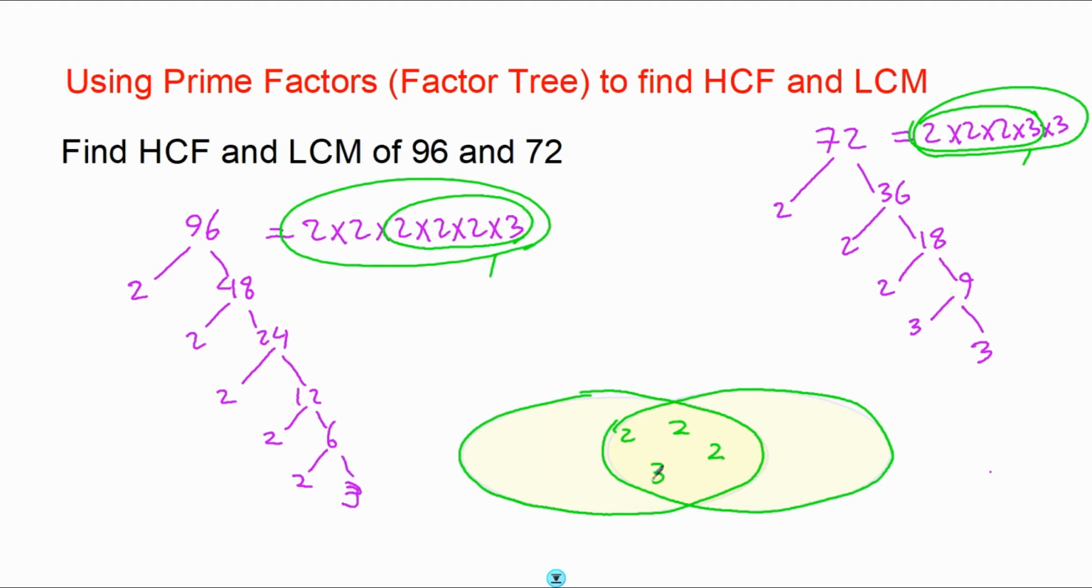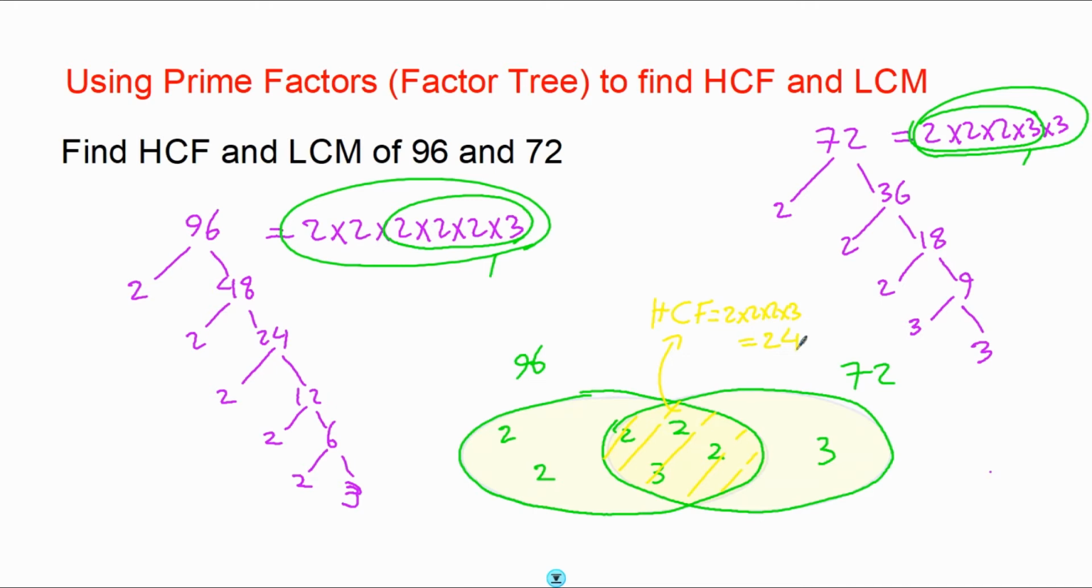Now, for 96, which is on the left hand side, what is remaining is another 2 and another 2. For 72, which is on the right hand side, what is remaining is just a 3. Okay, let's start with the highest common factor. When we talk about the highest common factor, we are talking about this section that is common in between. So this section represents the highest common factor, and that is equal to 2 times 2 times 2 times 3, which is 8 times 3, which is 24.